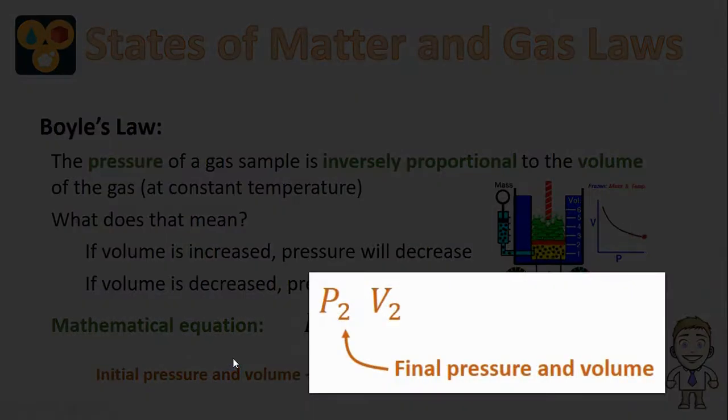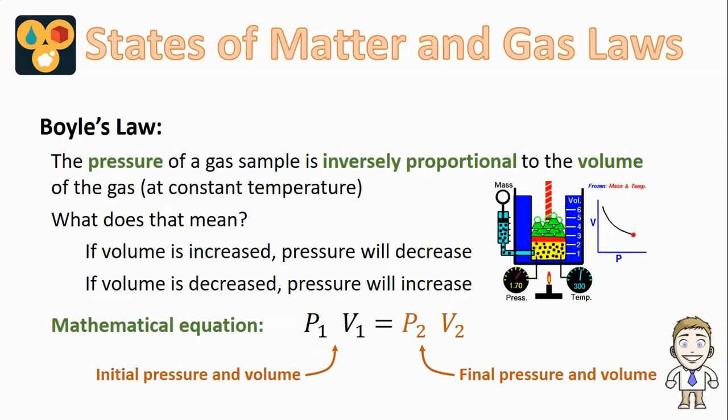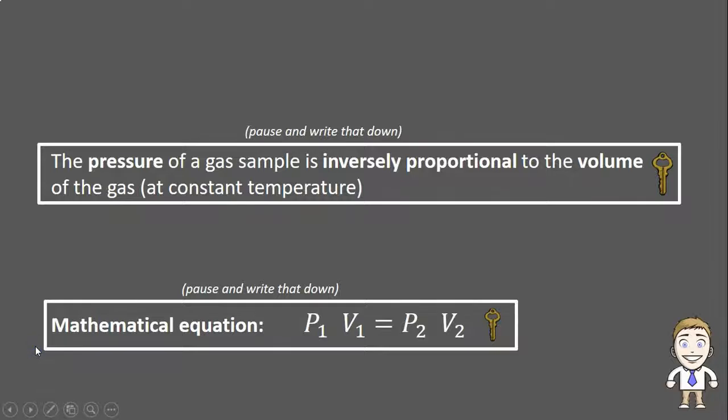The subscript 2s on the other side of the equation, P2 and V2, those imply the final pressure and the final volume. Or once the volume and pressure have changed, what have they changed to? Or in other words, we're starting with this pressure and this volume, and we're ending with a new pressure and a new volume as these variables change. So that equation and that statement are the key ideas for this video. Make sure you've paused and taken a moment to write them down.